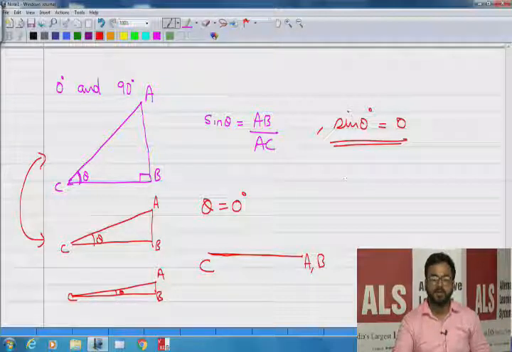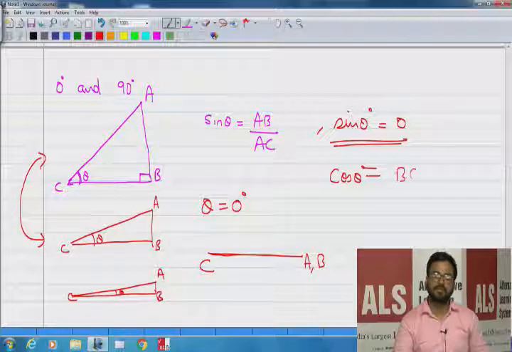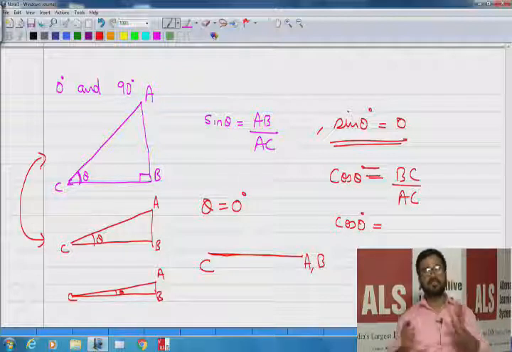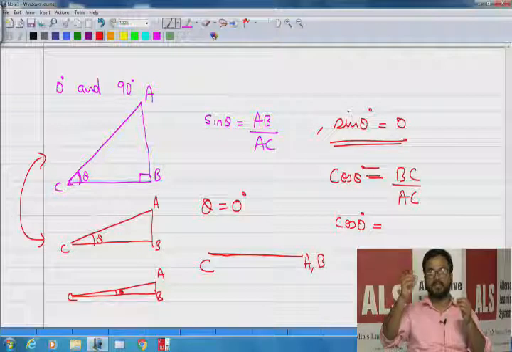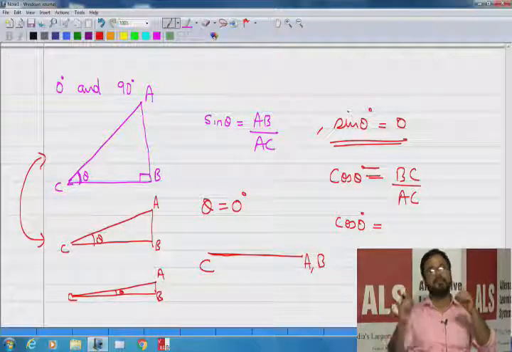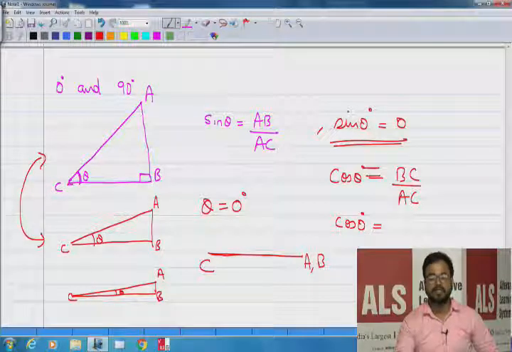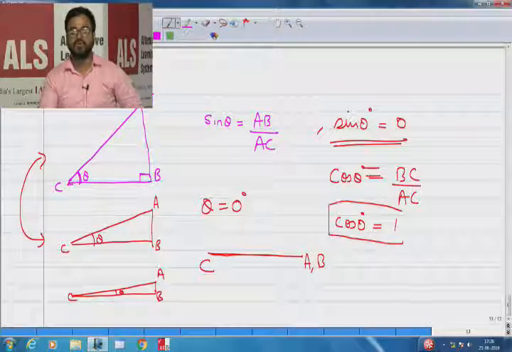Similarly, if I ask you about cos of 0 degree, first of all, let's say cos of theta. Cos theta is nothing but base upon hypotenuse, so it is BC over AC. Now when theta becomes 0 degree, you can see the complete AC and BC overlap with each other and that becomes equal. So BC and AC will become equal, and equal upon equal is nothing but 1. So cos 0 is 1.